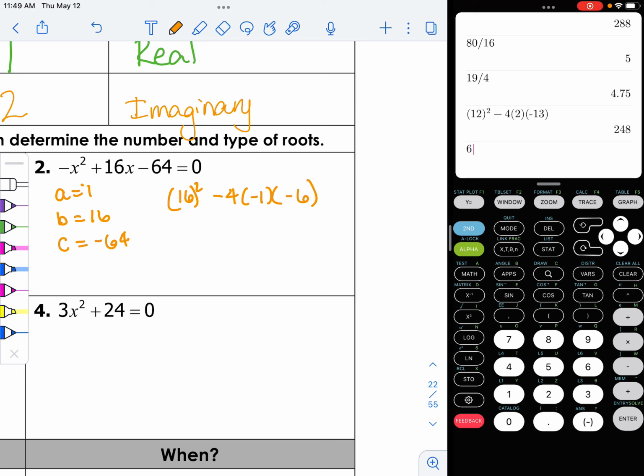Go to my calculator. I have 16 squared minus 4 times -1 times -64, and I get out 232. It is positive. So again, because my discriminant is positive, I will have two real solutions.